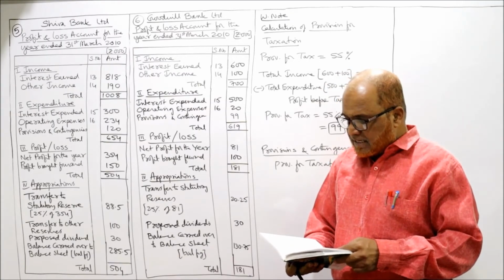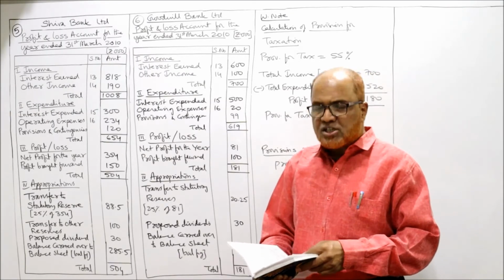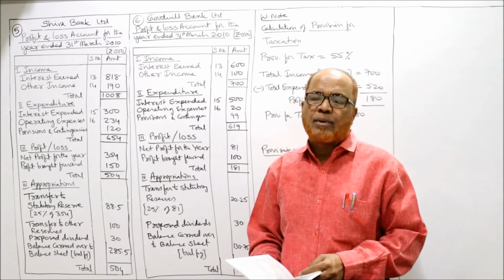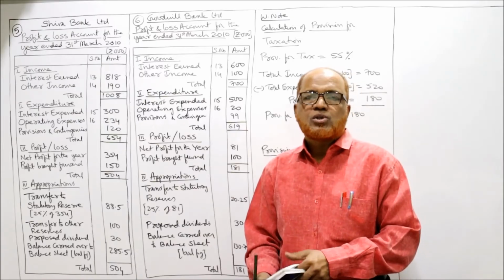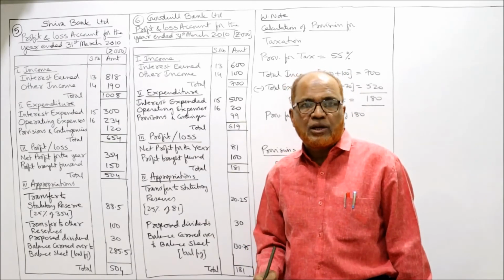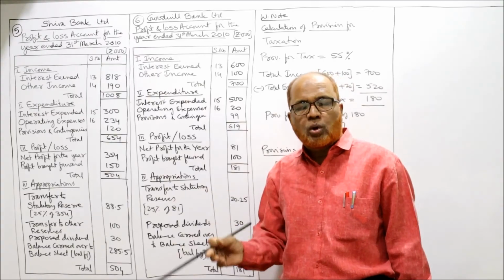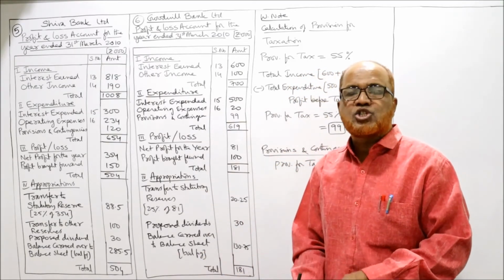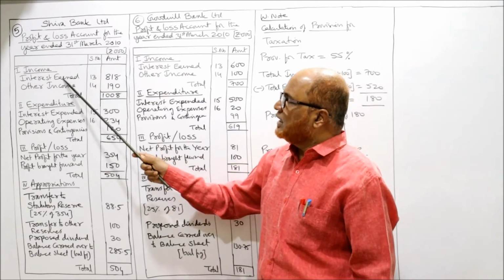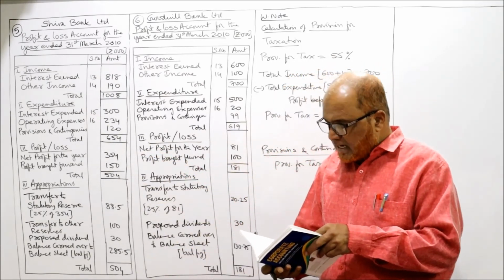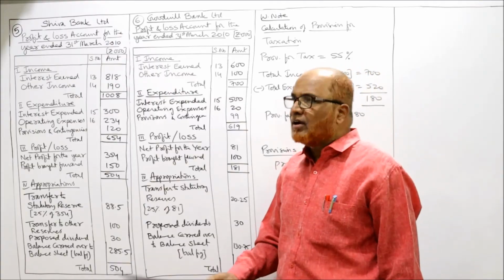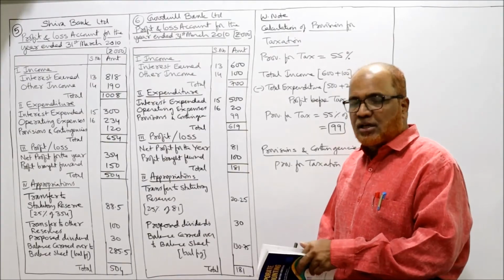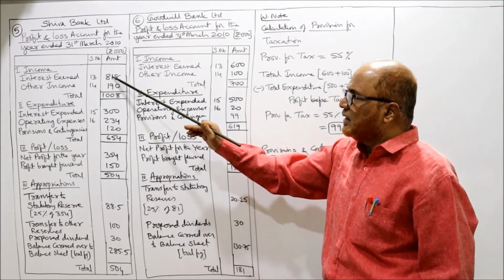Interest earned 8,18,000. In this problem, the details are not given. Directly the total amounts of the schedules are given. So we are not required to make the schedules in this problem because the totals of the schedules are directly given. Interest earned is schedule number 13. We have removed 3 zeros. All the amounts are in rupees in thousands. So 3 zeros removed, 818.